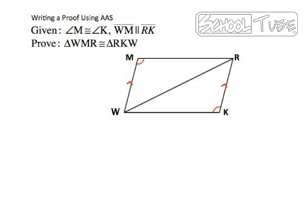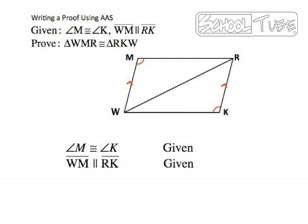In the following diagram, we're given that angle M is congruent to angle K, and that segment WM is parallel to segment RK. And we need to prove that triangle WMR is congruent to triangle RKW. So our first step is going to be what? You guessed it, a piece of our given information. So we're going to pull out that angle M is congruent to angle K because it is given.